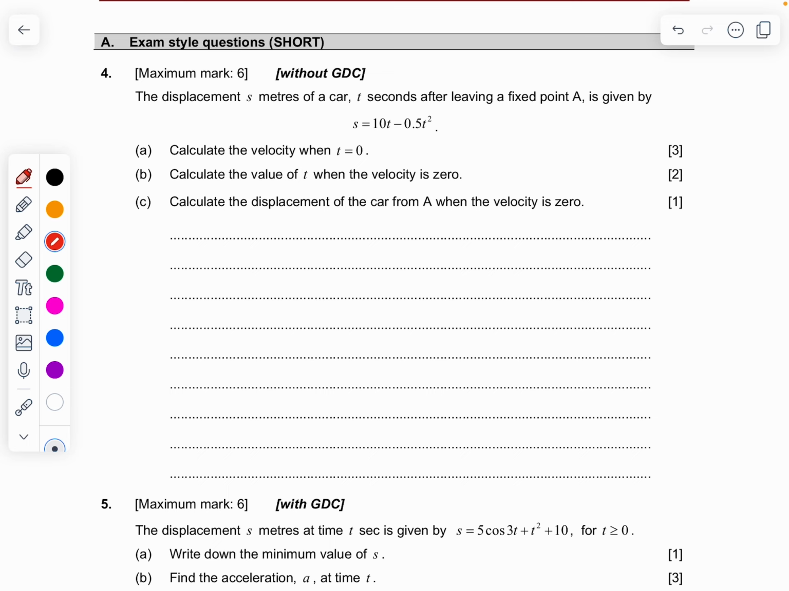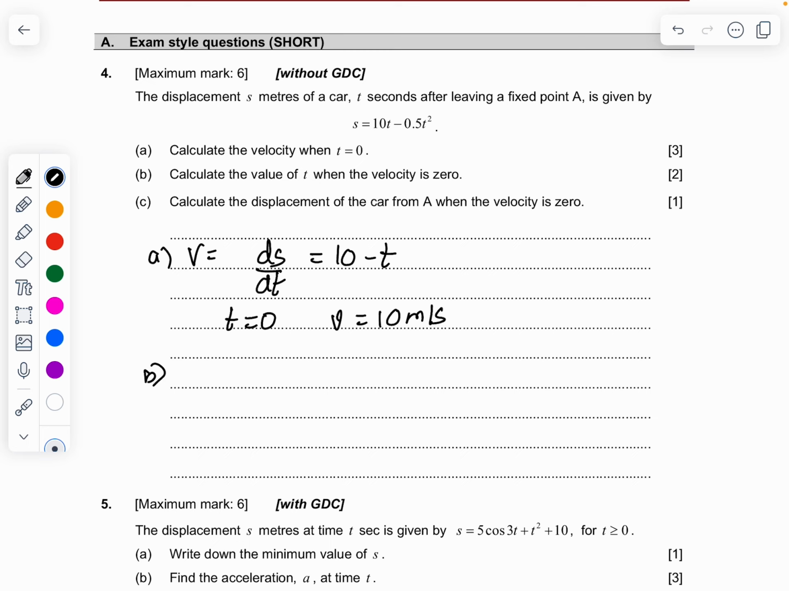Question number 4. The distance s meters of a car t seconds after leaving a fixed point is given by this one. Calculate the velocity at t equals 0. So velocity equals ds upon dt, which is 10 minus t. So t equals 0. So velocity will be equal to 10 meters per second.